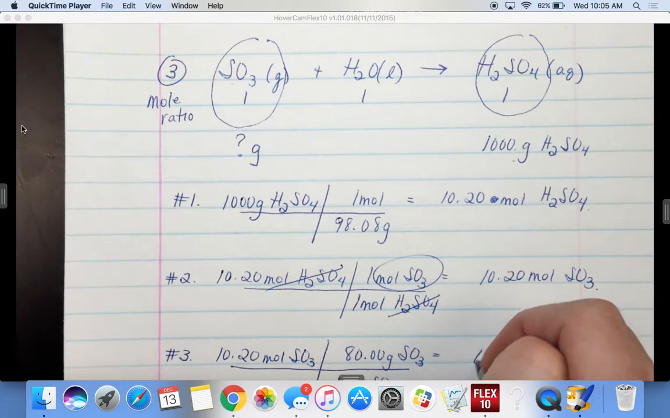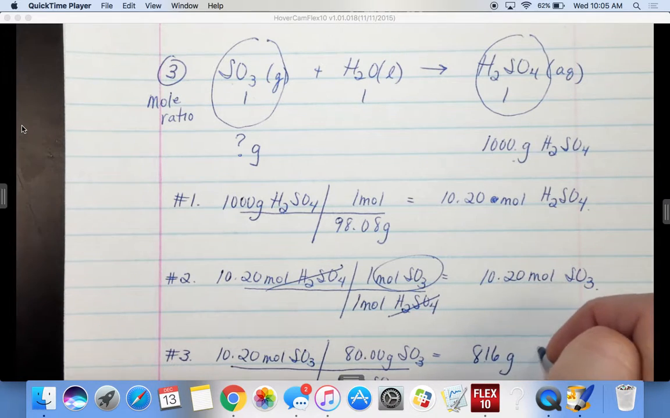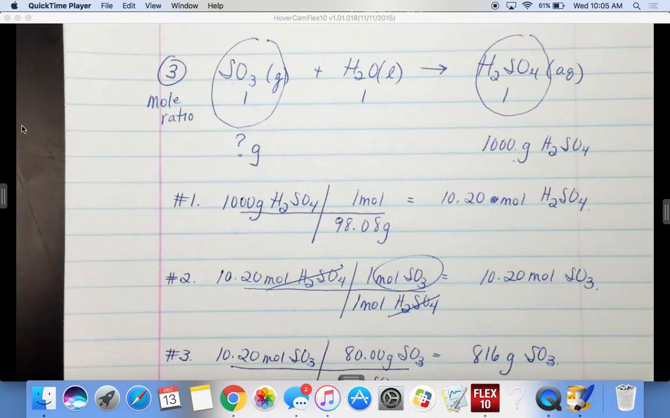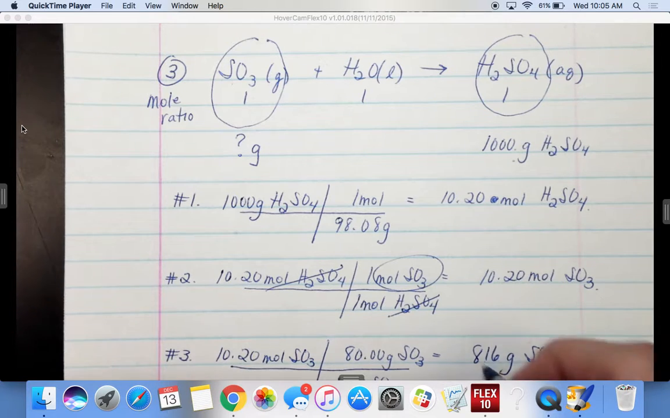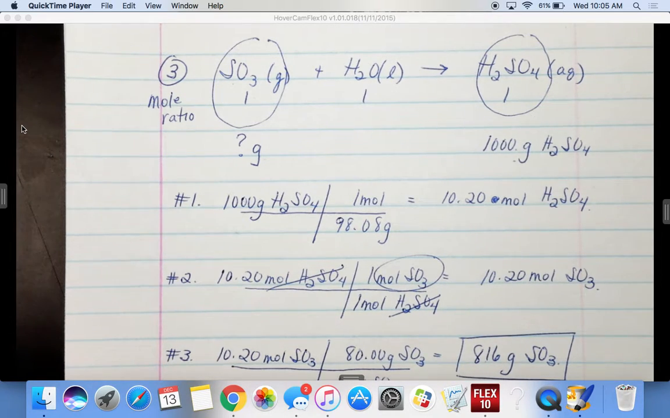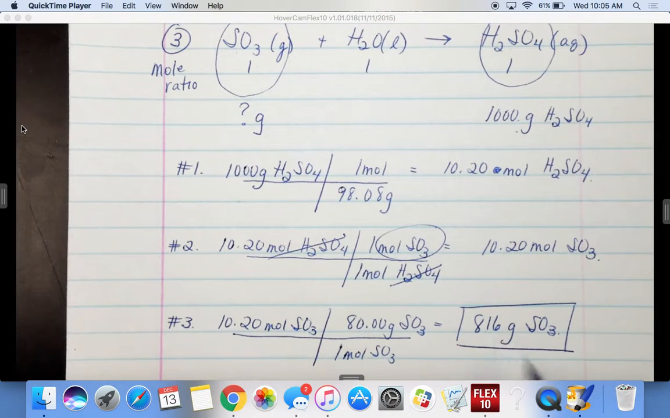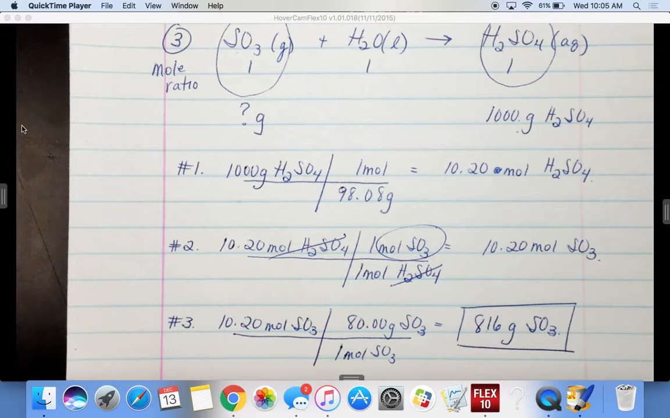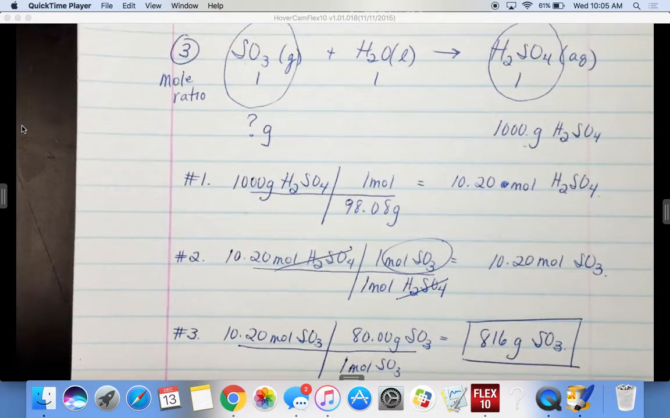When I do out the math, I'm going to get 816 grams of SO3. Now, when I look at the answer sheet, the answer does say 817. It's a little bit off, probably just because of slight rounding. But remember, the last digit here is always estimated anyway, so that would be an acceptable answer.